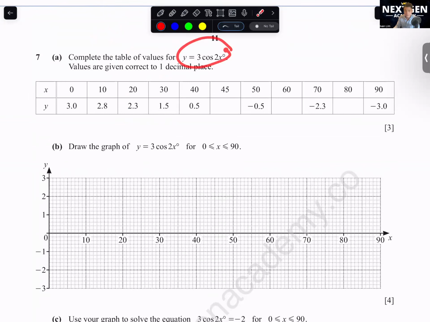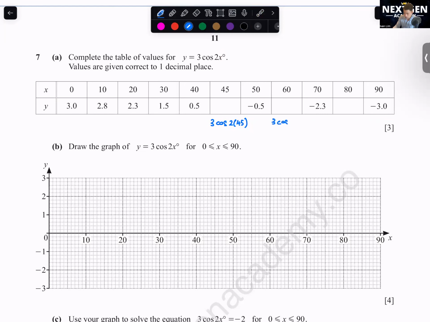All you need to do is substitute these values into this formula. So y equals 3 cos 2 times 45. This one you just type into the calculator. You don't need to put the degree symbol. Please don't put the degree symbol, or you won't get an answer.